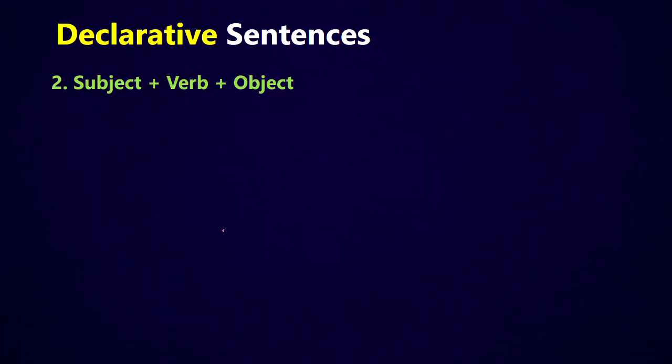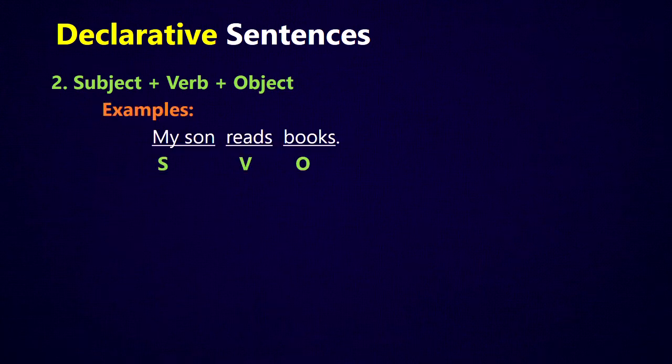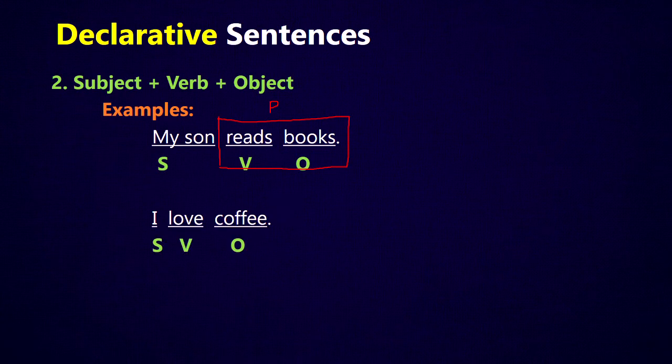The second kind would be subject, verb, object. For example, my son reads books. So who or what are we talking about? We're talking about my son. So here is the subject, my son. What are we saying about him? We're saying he reads books. So this part here is the predicate. The predicate here includes the verb and the object.